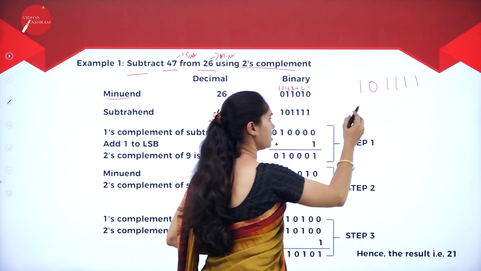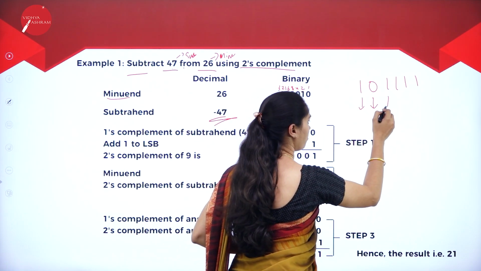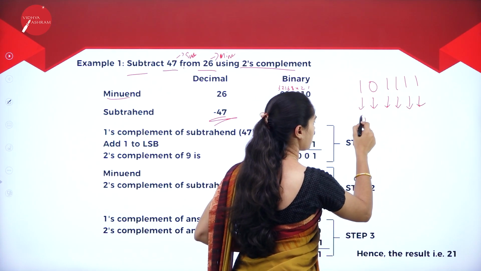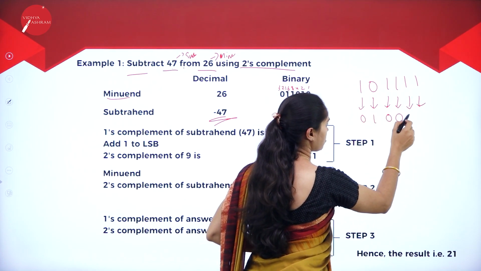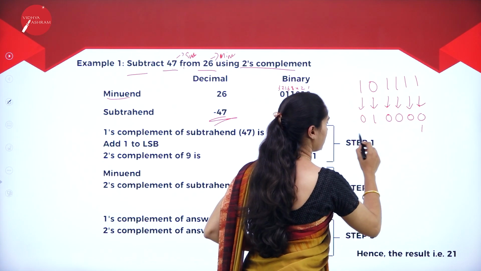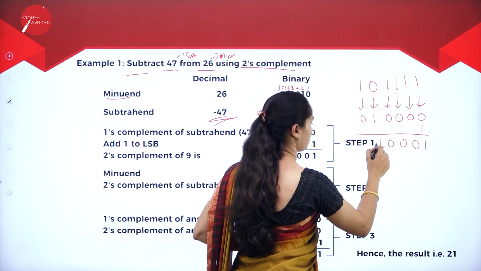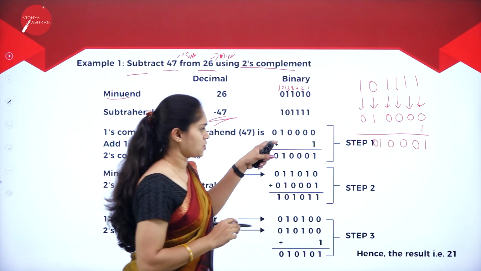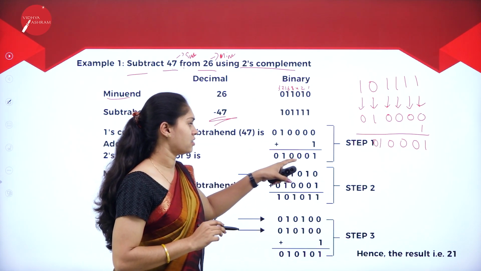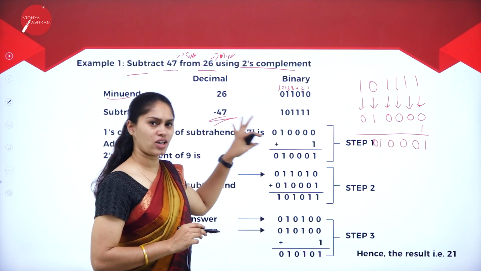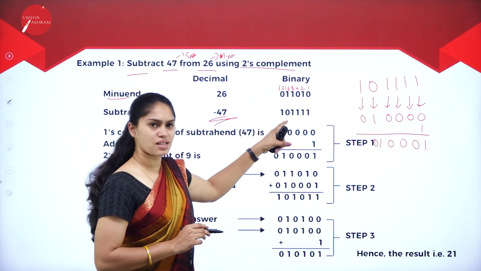How are we going to find it? First, we have to find the 1's complement. Later, I have to add 1, right? So that is 0, 1, 0, 0, 0, 0. Then 0 plus 1, 1, and the remaining will be the same. That is what I got here, 0, 1, 0, 0, 0, 1. Okay, this is step 1. I got the 2's complement of the subtrahend.